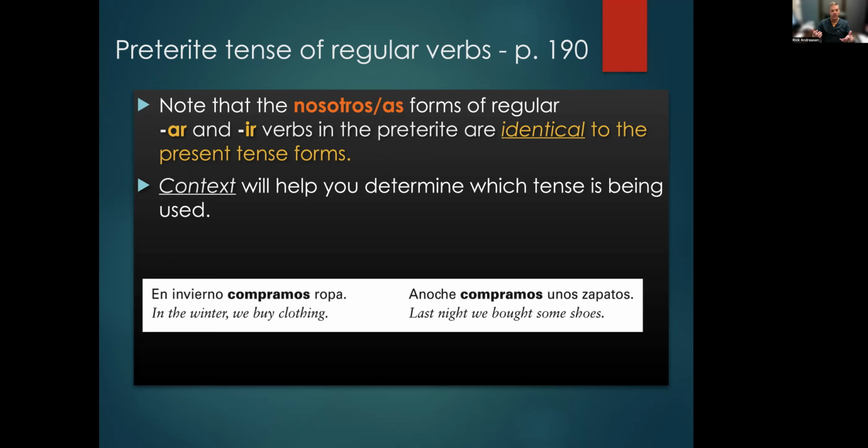So some of those context words are the ones you've talked about so far. En invierno compramos ropa. So in winter, we buy clothing. If you say el invierno pasado compramos ropa, now you made it past tense. So last winter, we bought clothing. And so that context of saying pasado, which means past, is going to tell you if the sentence is present or past tense. Anoche, which means last night, compramos unos zapatos. So again, those helping words label it, give the context for when something took place.